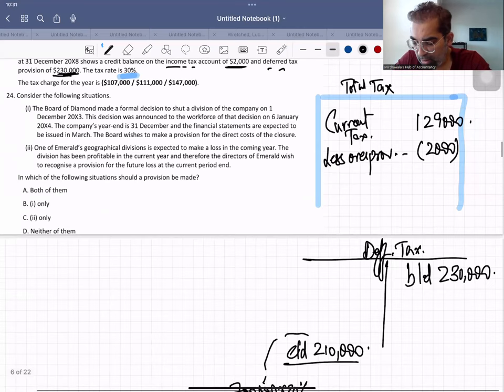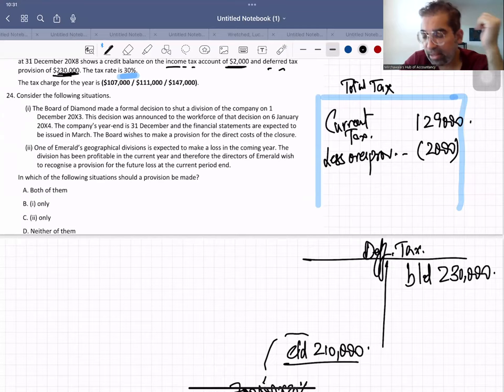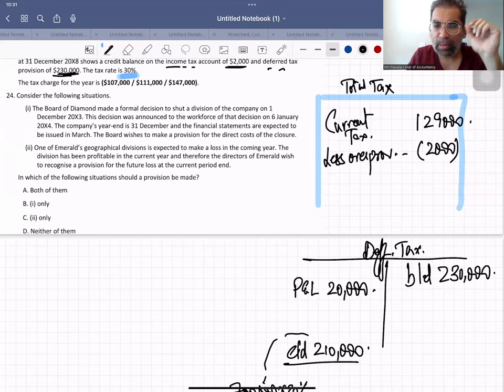Now, can you see opening deferred tax liability is 230 and closing is 210. So what is the movement? It's a decrease. So there will be an income. There will be a credit of 20,000. Right? It's deferred tax income or deferred tax credit. So you will deduct less here.